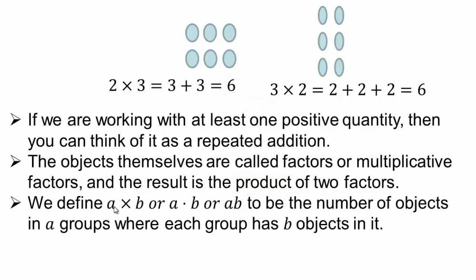Again, the multiplication symbol is this, or sometimes people will write a little dot between two objects, or the variables will appear side by side with no symbol, and that means multiplication. You saw some of this when we were doing exponents in module 1.